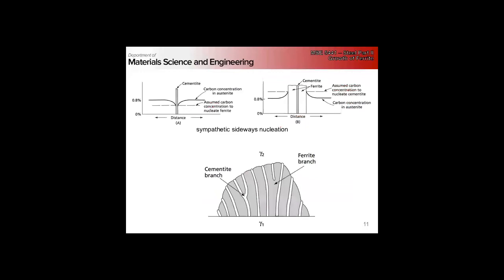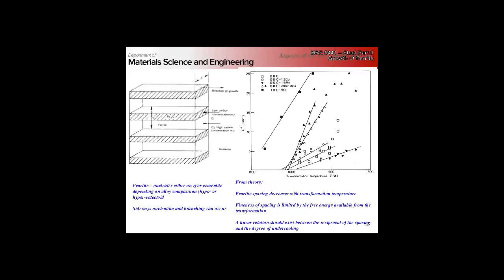Eventually it's going to get low enough that we nucleate a ferrite layer, right? And so this gives us a regular spaced structure with a wavelength, right? And that wavelength is going to be determined by temperature, right?